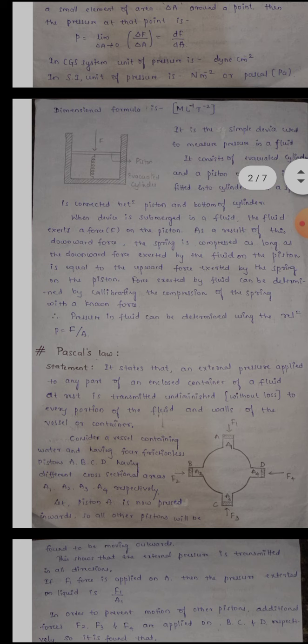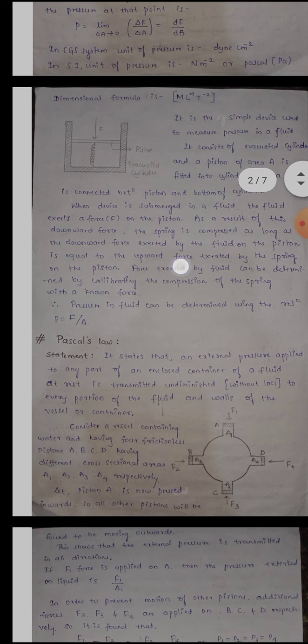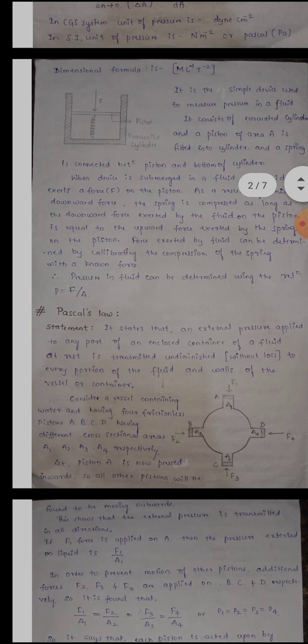Now we see how we determine the pressure. Consider an evacuated chamber or an evacuated cylinder. It is a simple device used to measure the pressure in fluids. It consists of an evacuated cylinder and a piston. The piston is a disc which can move when a force is applied on it.